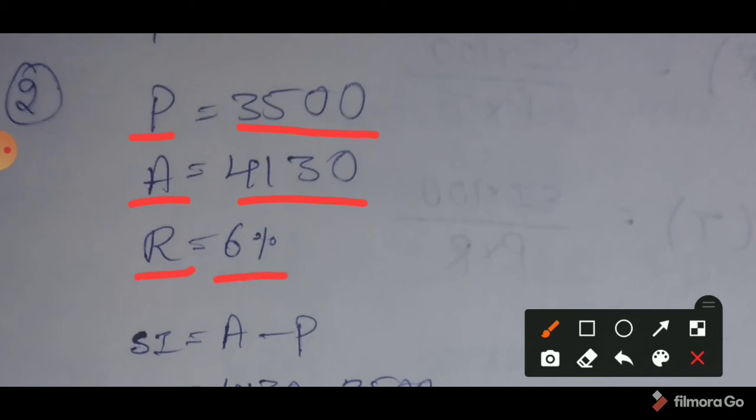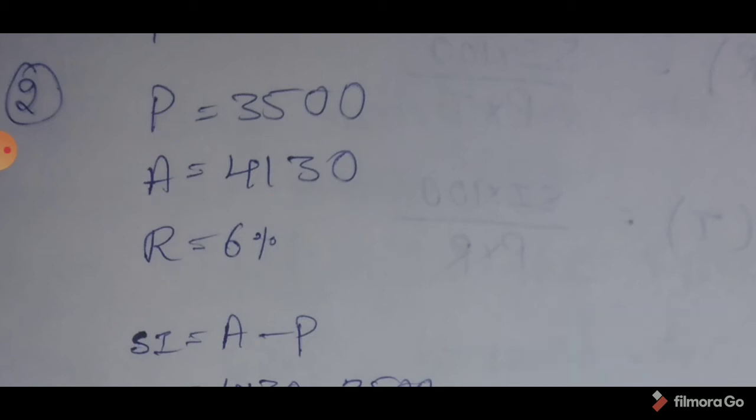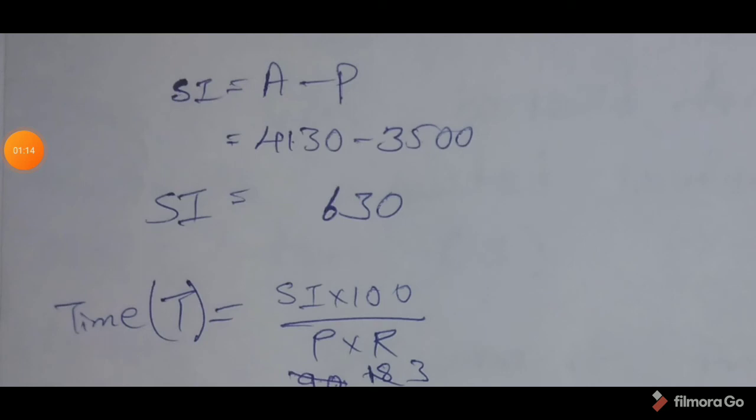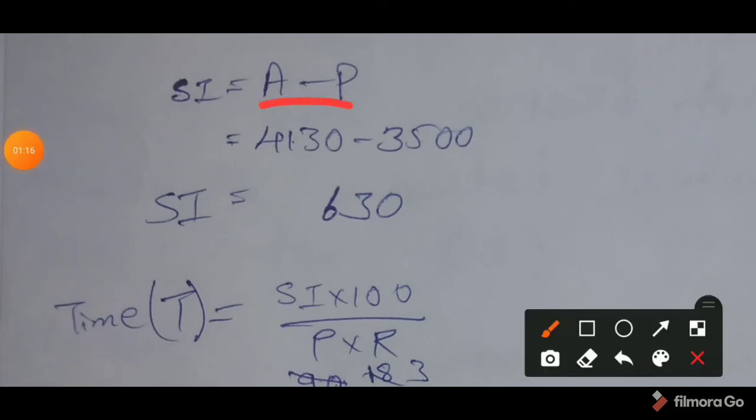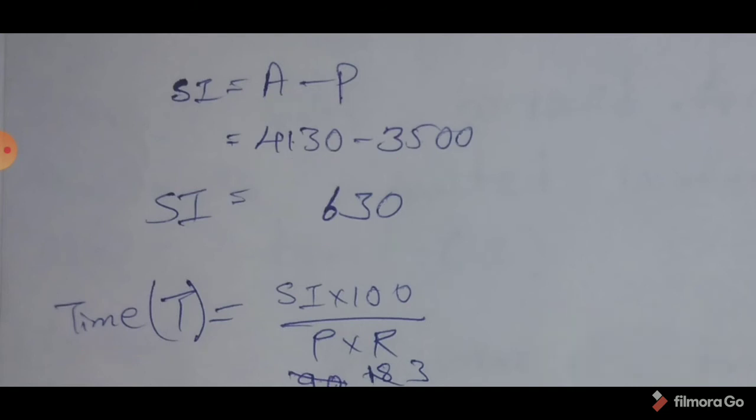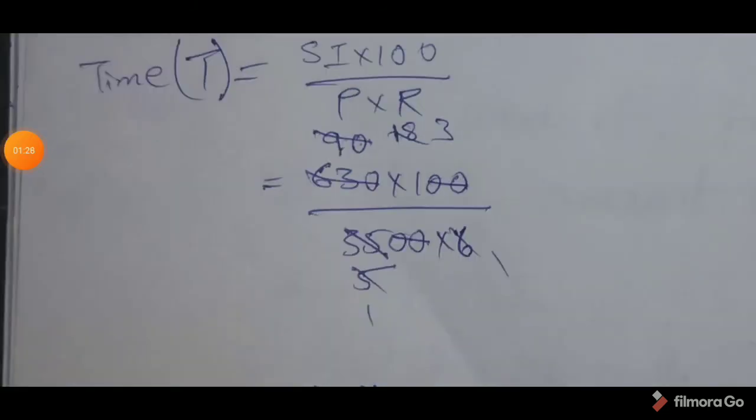Okay, then simple interest equal to A minus P, amount minus principal. From this we are going to get the simple interest as 630. So the time period we need to find, so SI into 100 by P into R, that equal to 630 into 100 by 3500 into 6. By simplifying this we are going to get 3. That means 3 is nothing but 3 years. The time period is 3 years.